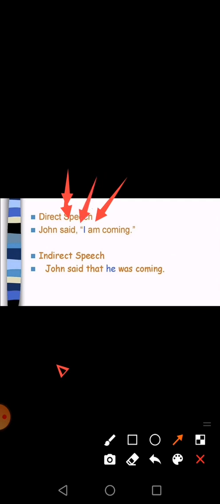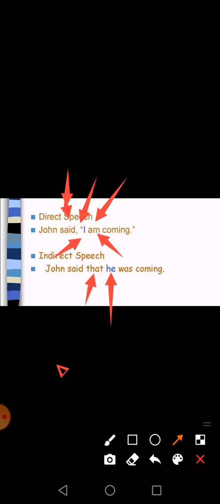Inverted commas would be replaced by the word that. Here you can see that. Then we are going to change this pronoun. Here it is I. I would be changed into he. Now see the helping verb am. Am is the helping verb of present tense.